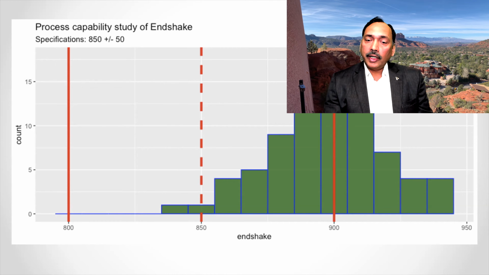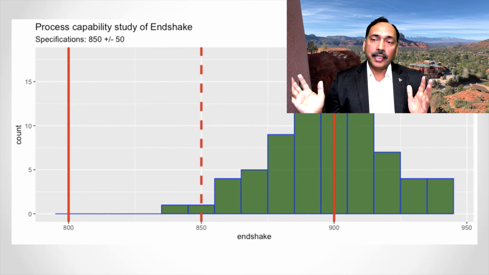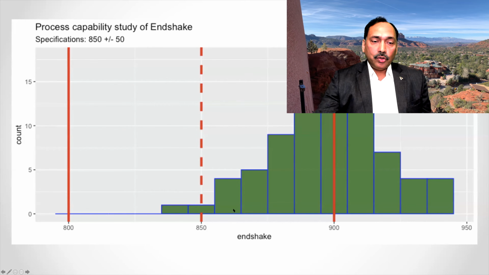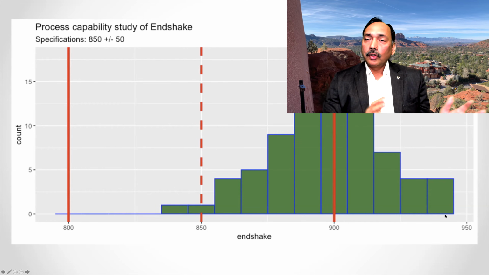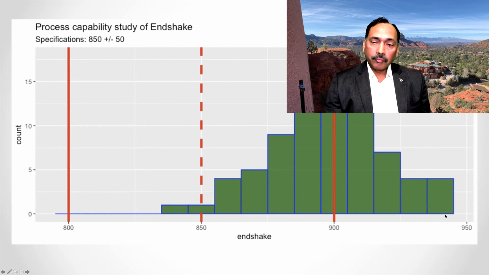Second thing we look for is variability, like how much is the spread of this histogram. So we can see it starts somewhere here below 850 and goes up to almost 950. It stops just before 950. So that's roughly the spread.